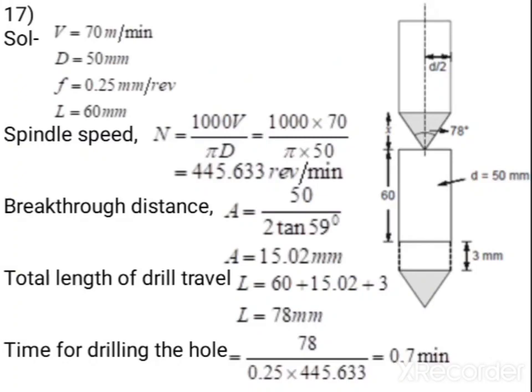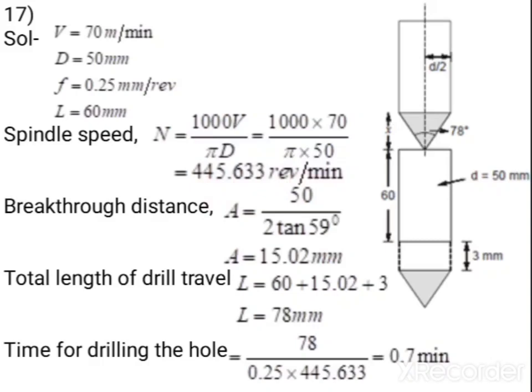V velocity is given 70 meter per minute. D 50 is given. Feed 0.25 per revolution. Length is given 60. So just find out the spindle speed first, that is nothing but V is equal to pi dn. Pi dn means meter per minute. So from that V 70 meter per minute already given. Just put the value of diameter in meter, 0.050 meter, pi into n. You will get n as 445.63 revolution.